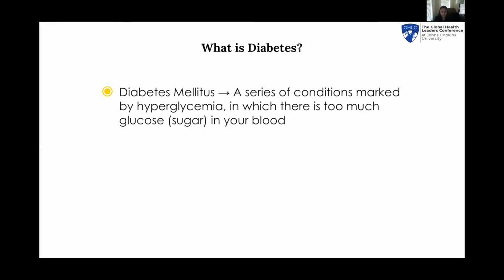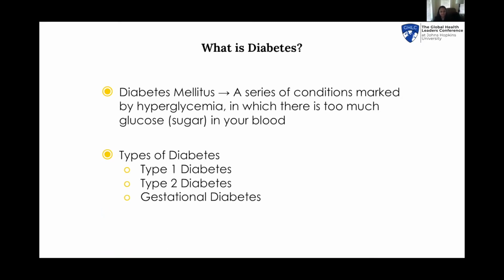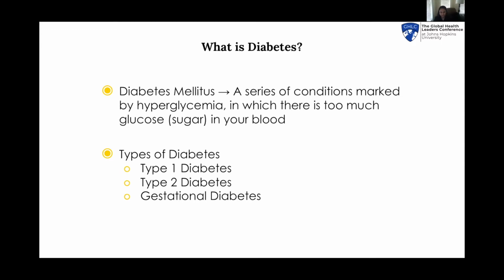Diabetes is a series of conditions marked by hyperglycemia in which there is too much glucose or sugar in your blood. There are three types of diabetes: type 1, type 2, and gestational diabetes. Let me show you guys a few diagrams to explain these diseases further.